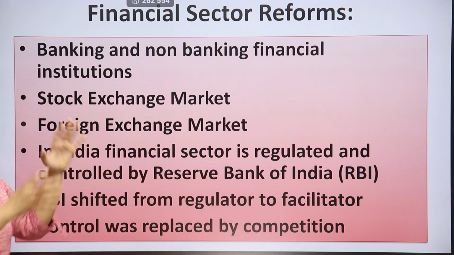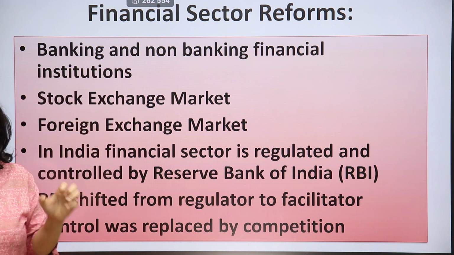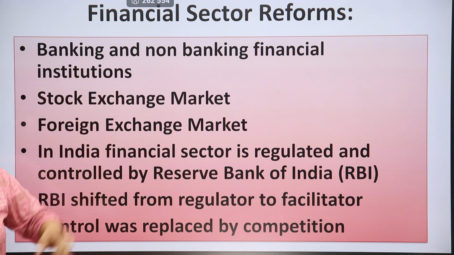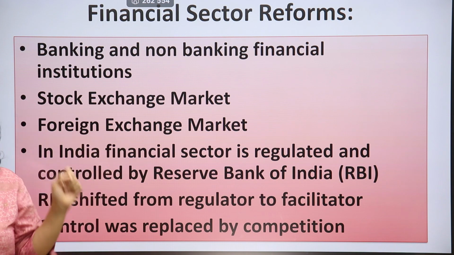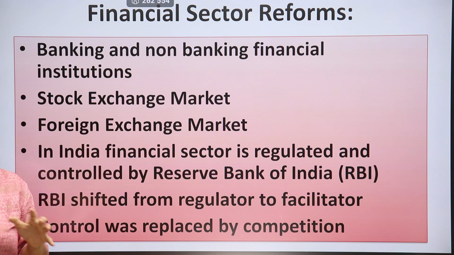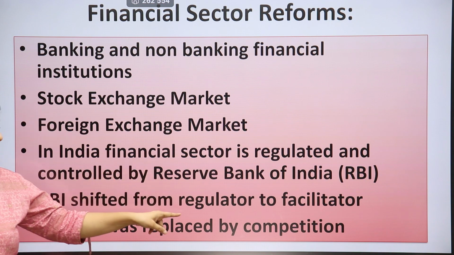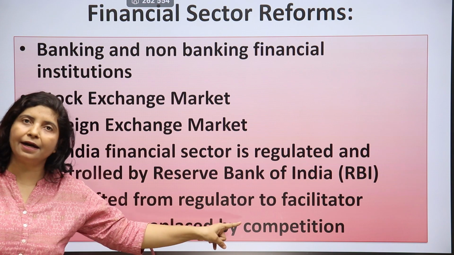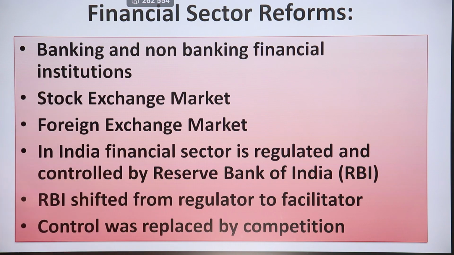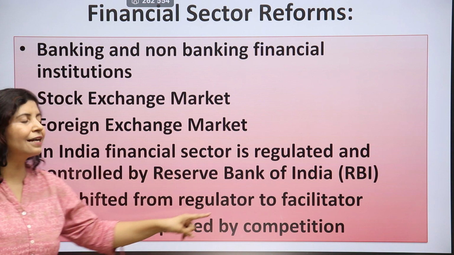Previously, RBI used to control all these institutions. It had strict control over them. None of them could enter into financial agreements with other companies or other nations, or act freely. But now, RBI became only a facilitator. It did not regulate now after the new economic policies. Control was replaced by competition.